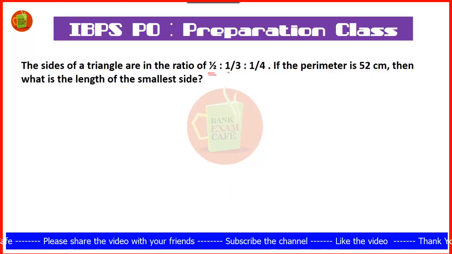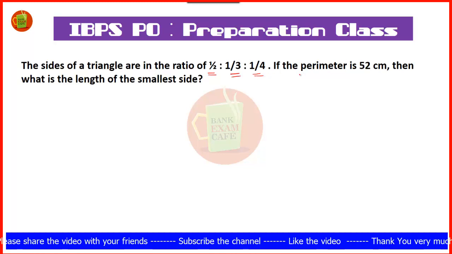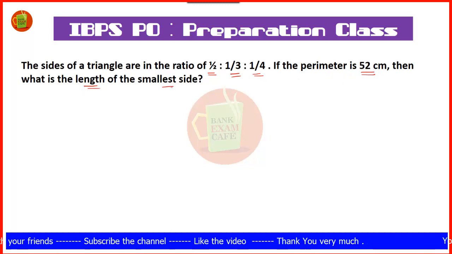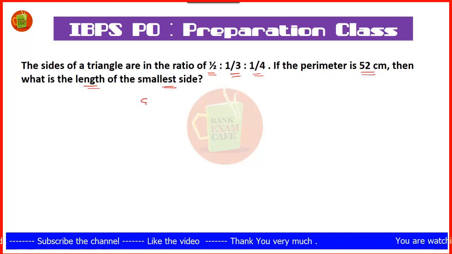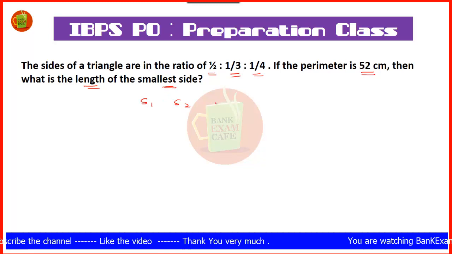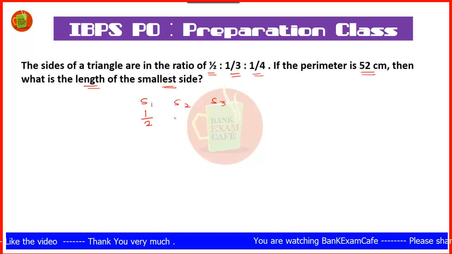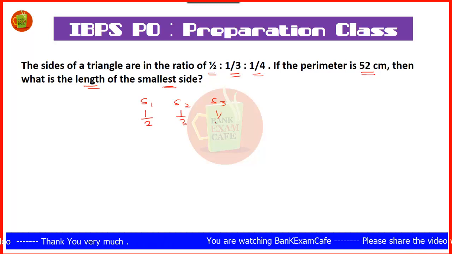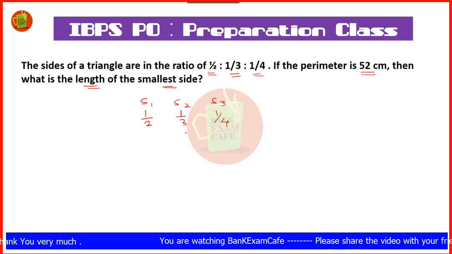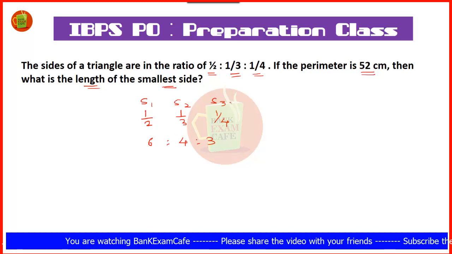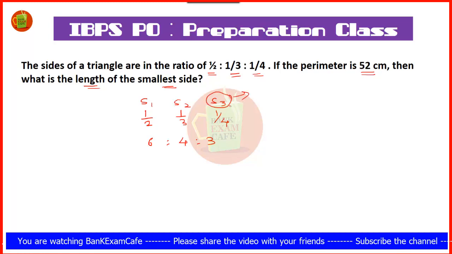Another question is, the sides of a triangle are in the ratio 1/2 is to 1/3 is to 1/4. If the perimeter is 52 centimeter, then what is the length of the smallest side? Here 3 sides are there, S1, S2 and S3, and that are in the ratio 1/2, 1/3 and 1/4. So if you solve this, it will be 6:4:3. It means the smallest side is S3 and its parts are just 3.